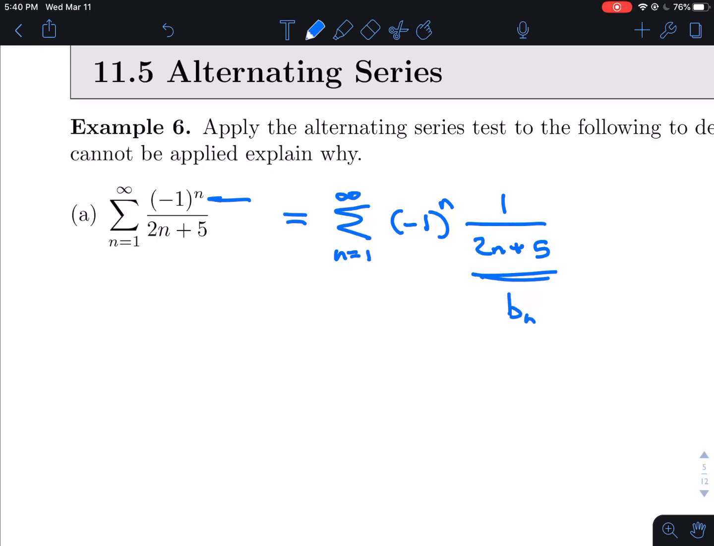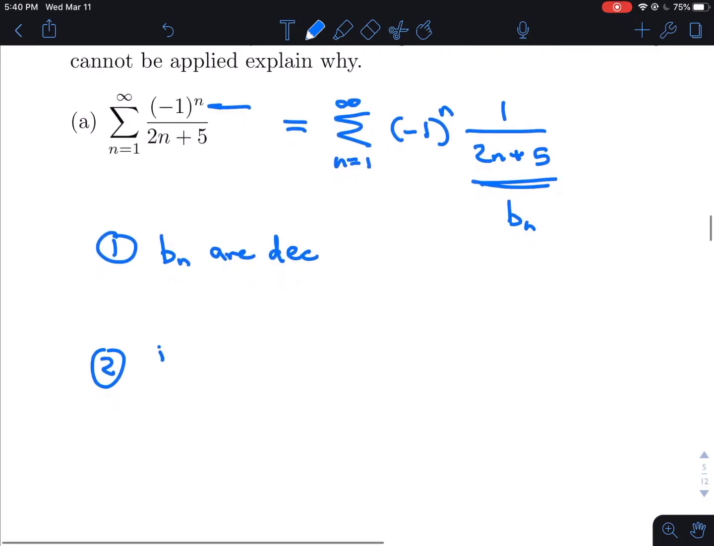And now remember, we need two things. First of all, we need that the b sub n's are decreasing and positive, of course. And then second, we need that their limit should go to 0. So the limit as n goes to infinity of the b sub n's should be equal to 0. That's what we're hoping for in order to show that the alternating series test would conclude that this converges.